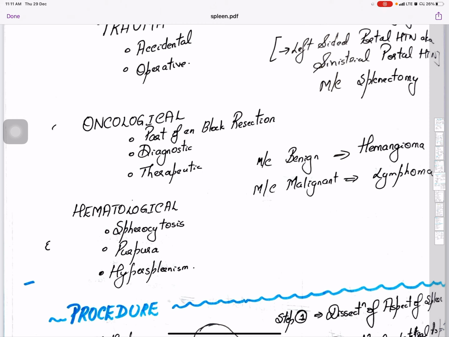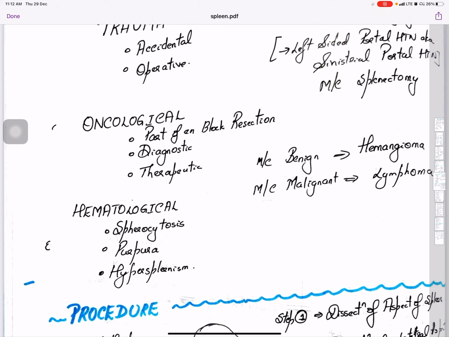What is the question? Indications for splenectomy. Okay, so the indications for splenectomy we will divide into hematological indications, in which we have hereditary spherocytosis, idiopathic thrombocytopenic purpura, acquired autoimmune hemolytic anemia, thalassemia, sickle cell disease. Okay. After hematology, hypersplenism. After hematological, we have oncological. In oncological, part of en bloc resection.